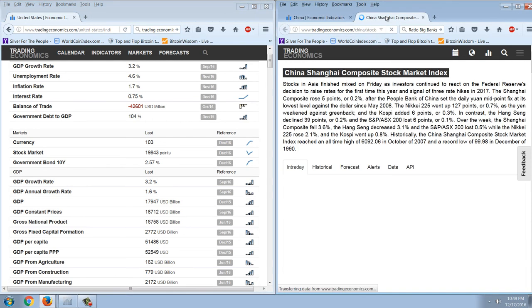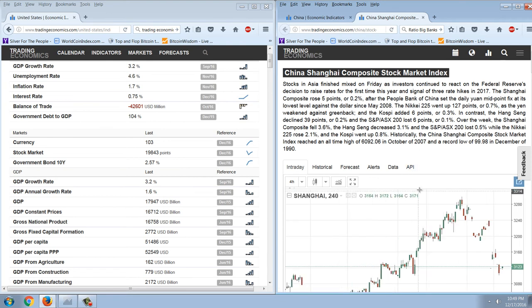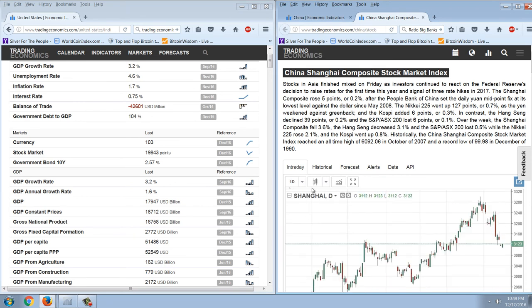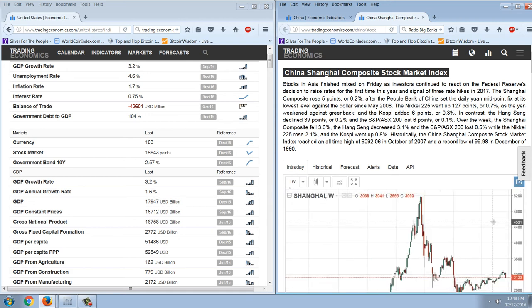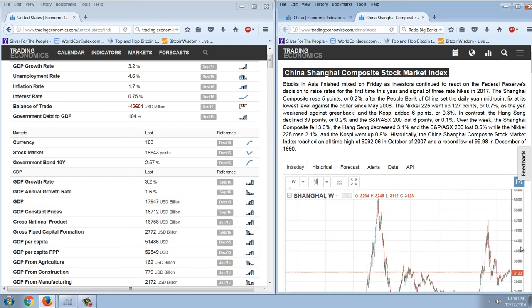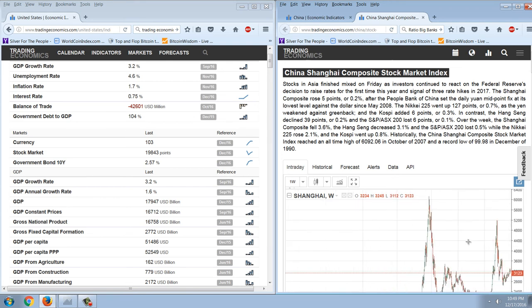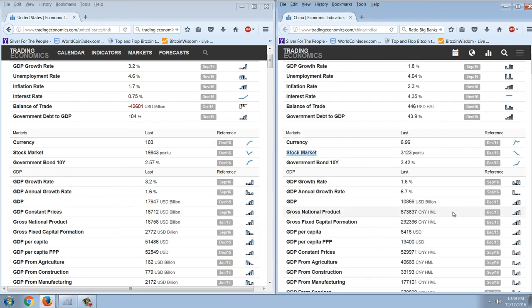If we just pull out the tab here, you can see that the correction in Chinese stocks has been significant, and they're nowhere near all-time highs the way the U.S. is. There's a view of it. So you can see China is pretty much corrected. Most of the froth is already off of their stock market. So comparing stock markets, we would have to say that the U.S. is very overvalued, whereas China, I would argue, is undervalued.